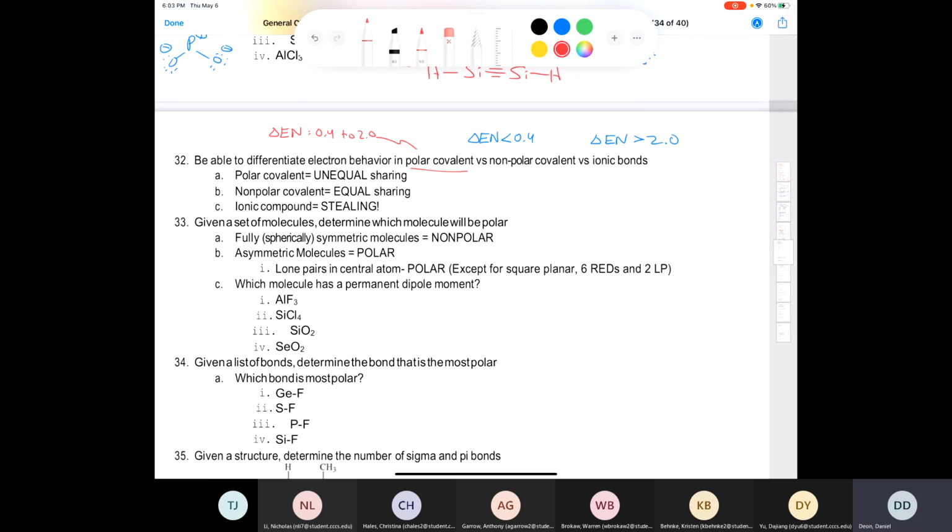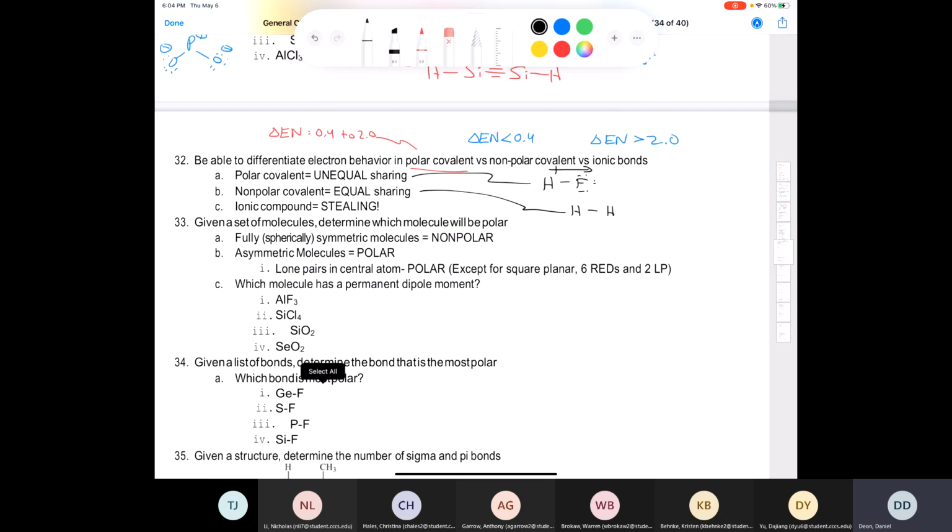All right, there's that. So polar is when we have unequal sharing, right? Like say, for example, and I could give you lots of examples, if you have a bond between hydrogen and fluorine, there's a dipole going this way. If you have a nonpolar covalent bond, there's equal sharing. Let's say, for example, you have H2, right?